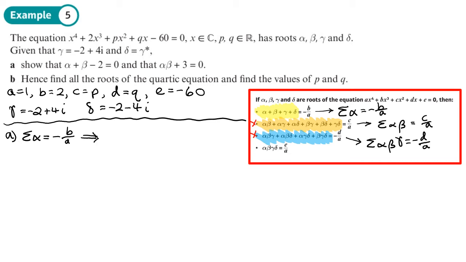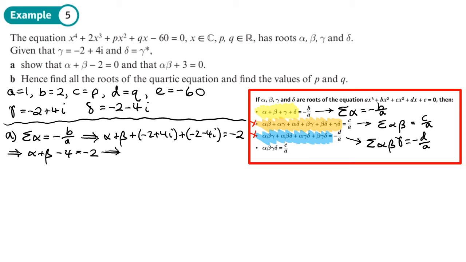So the sum of alpha I can write down as the sum of the roots, alpha plus beta, plus the other two roots, negative 2 plus 4i, plus negative 2 minus 4i. That equals negative b over a. So that's negative 2 over 1, which is negative 2. This tidies up to give me alpha plus beta. Now I will get negative 4. The 4i's will cancel out, give me negative 2.